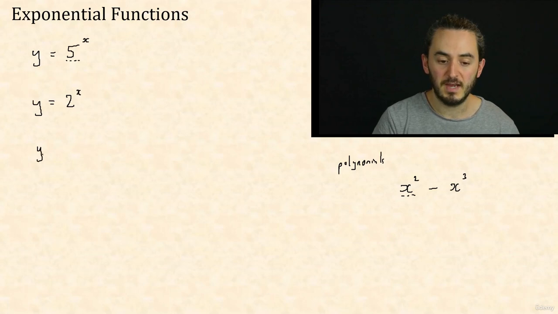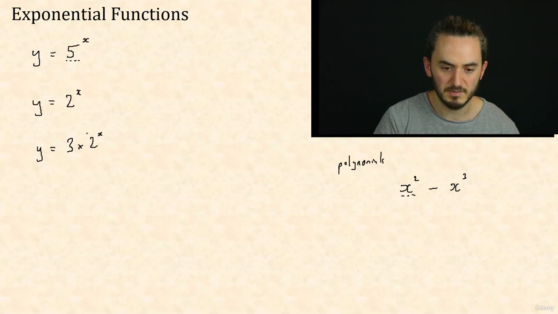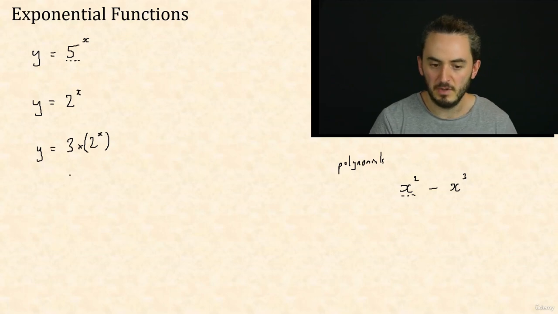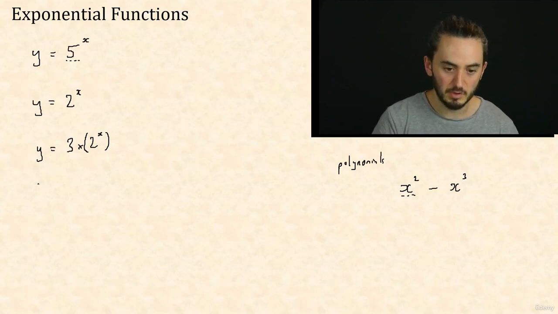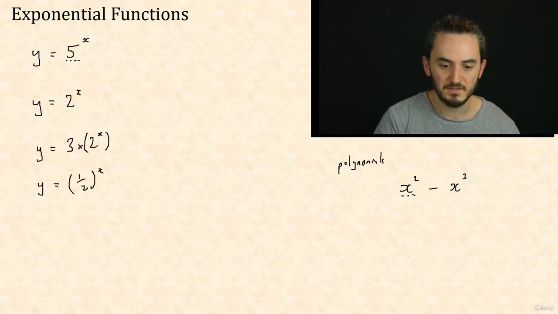And you could also have multiples in front of them. So we could have y equals 3 times 2 to the x. Notice that that's not 6 to the x because the power of x is only applied to the 2 there. So those are exponentials. You could also have fractions as well. So y equals a half to the x. That's an exponential function, and it can be as weird as you like.